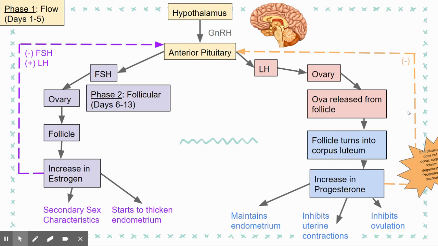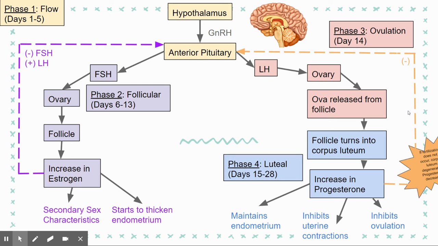In phase 2, we have the follicular phase, which is essentially days 6 to 13 as we develop that immature follicle into a mature follicle, and we want to make sure that we're ready to ovulate. Phase 3, which is ovulation on day 14, again an approximation, is when we release the egg from the ovary and it travels down the fallopian tube. Phase 4 is what we call the luteal stage, which is essentially days 15 to approximately 28, in which your body is maintaining that endometrium lining, trying to stop uterine contractions and inhibiting any further ovulation.